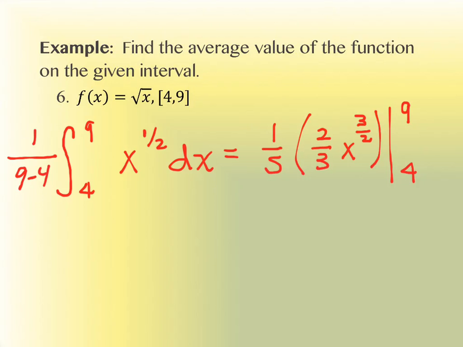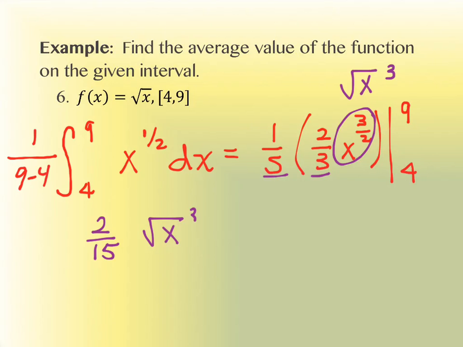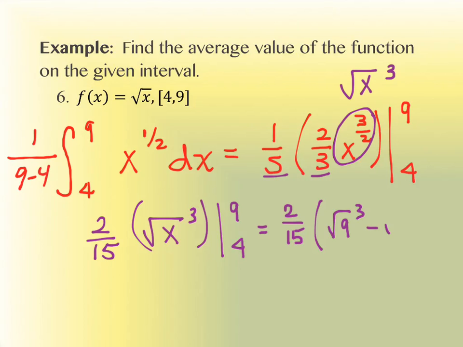It might be helpful to recognize that this x to the 3/2 is the same thing as the square root of x cubed. The reason I mentioned that, in fact, I'm going to go ahead and combine the 1/5 and the 2/3 as well, since it's 2 over 15. We'll write square root of x cubed, evaluate it at 9 and 4. This is a helpful way to think about it because we've got the ability to take the square root of 9 and the square root of 4. So I have 2 over 15 times the square root of 9 cubed minus the square root of 4 cubed.